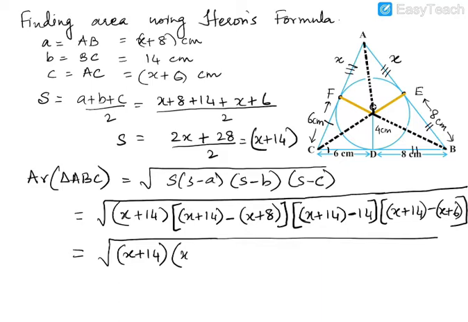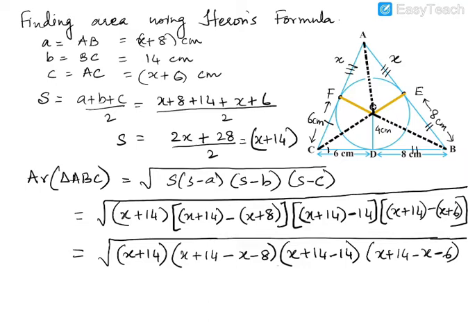Now simplify each bracket. We get x plus 14 minus x minus 8. Next term will be x plus 14 minus 14 and the last term will be x plus 14 minus x minus 6. When you open the brackets, don't forget to change the sign of the terms inside the bracket.